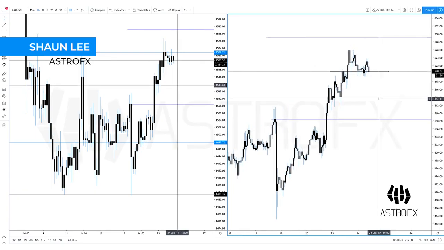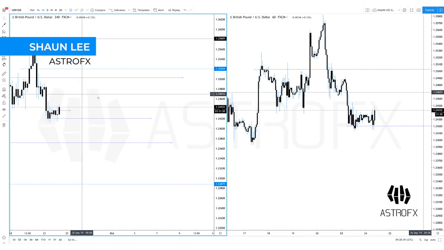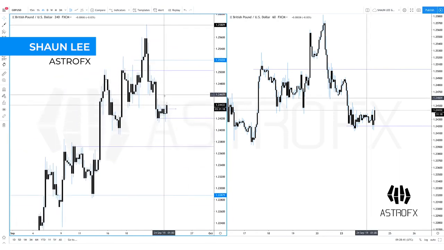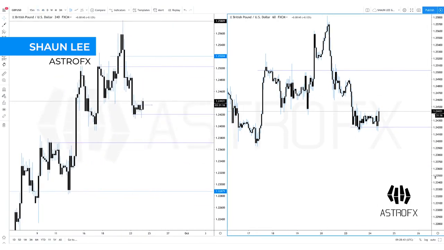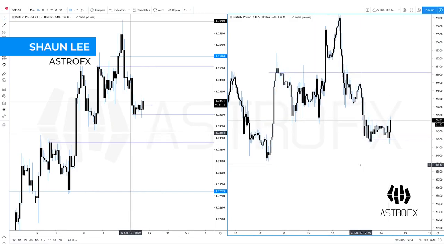Over here, gold, still monitoring that. Pound, GBP USD, not really doing too much at the moment. It's currently 10:28 AM in London, September the 24th.